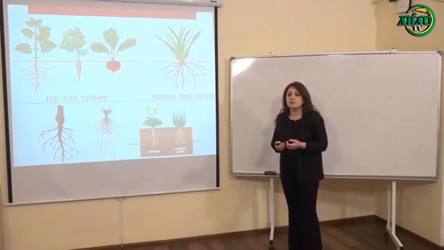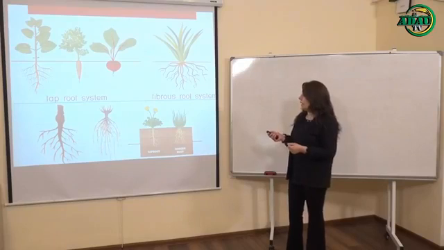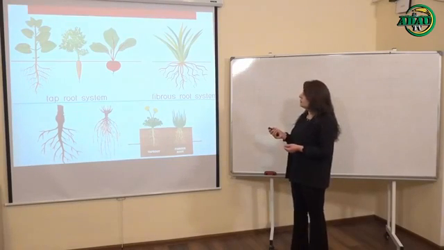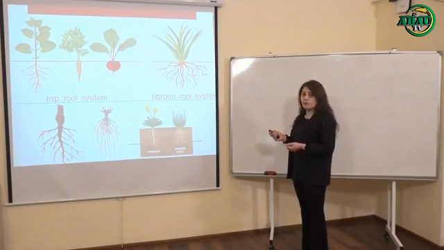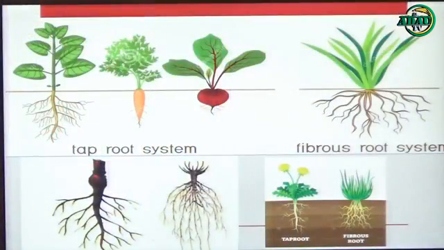Fibrous root system is a characteristic feature of monocot plants. In most monocot plants, the primary root is short-lived. That's why the adventitious roots and lateral roots arise from the stems, from the buds, from any part of the stem, and together they form this fibrous root system.